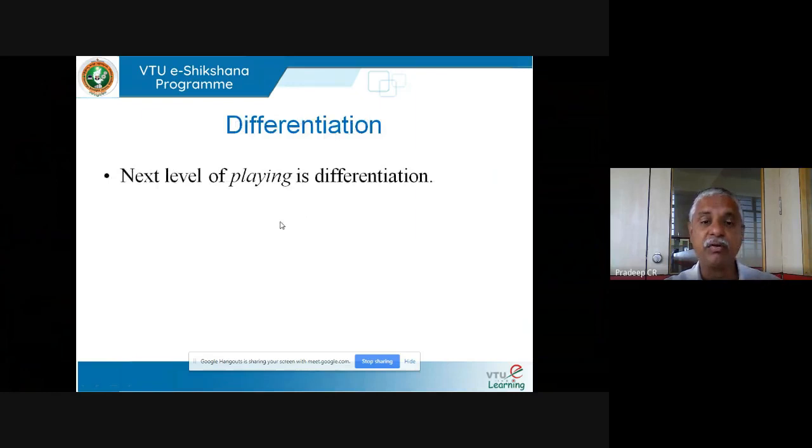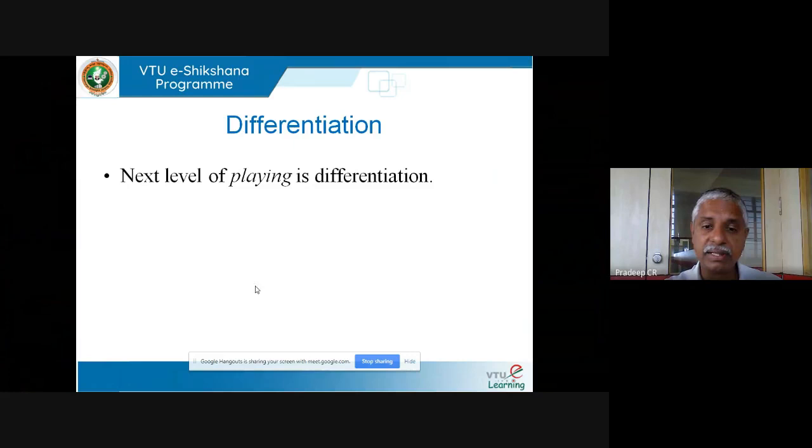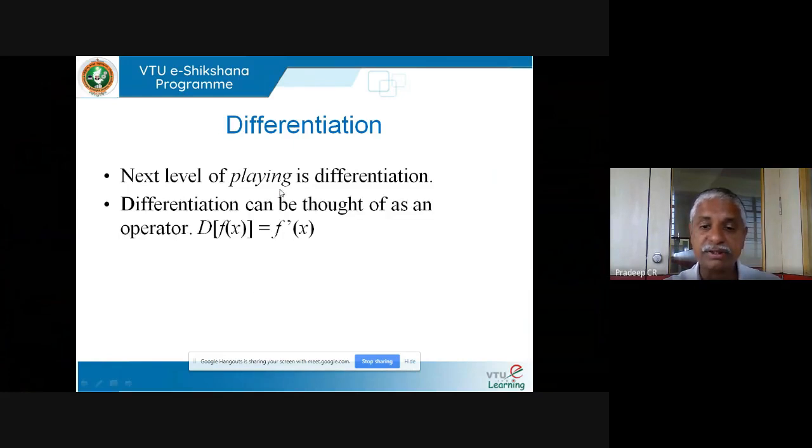That is the next level of playing, which is differentiation. What is this? What do you mean by next level of playing? See, as I said, in all these games, two functions were given to you and you combine them to make one function. In the next level, in class 11 or whenever you learn this, you are given only one function and you are asked to find its derivative. That means this operator d can be thought of as a function on functions.